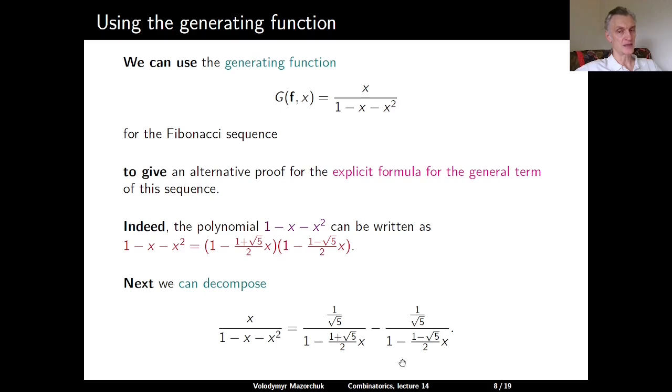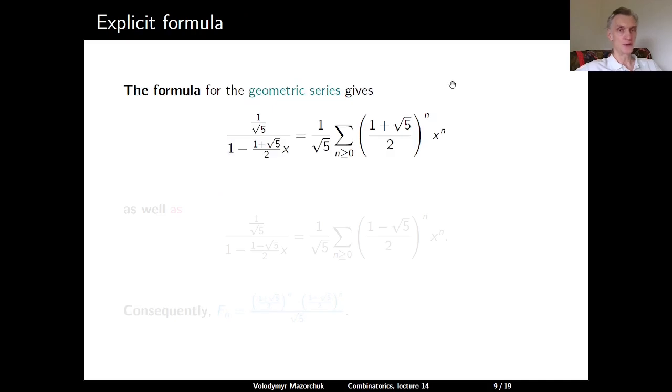And then minus the second fraction, the same numerator, 1 divided by the square root of 5, and the denominator is the second factor, 1 minus the square root of 5 divided by 2 times x. Now we can use the formula for the geometric series to rewrite the first summand in the following way.